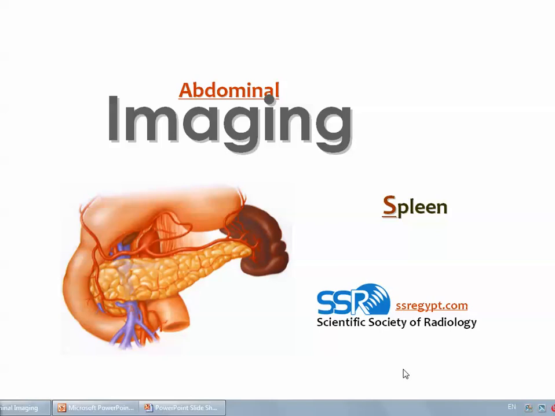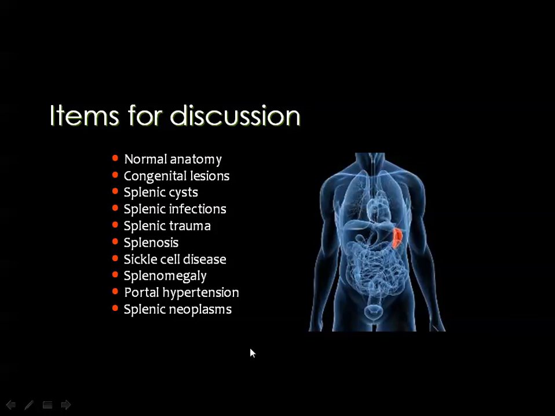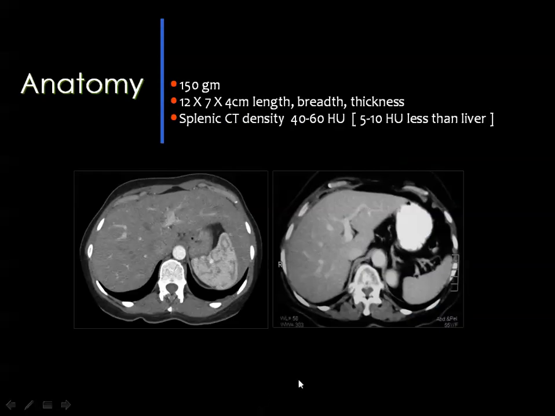Dear colleagues, we are continuing the series of abdominal imaging, and this is lecture number 11. In this lecture we will deal with splenic imaging. As you all know, the subjects that will be covered include the normal anatomy, congenital lesions, splenic cysts, infections, trauma, splenosis, sickle cell disease, splenomegaly, portal hypertension, and finally the splenic neoplasms.